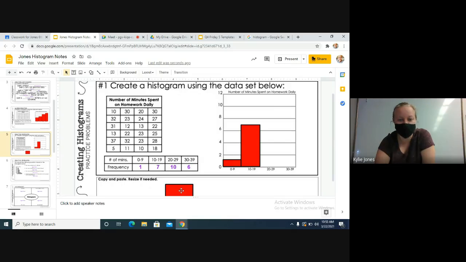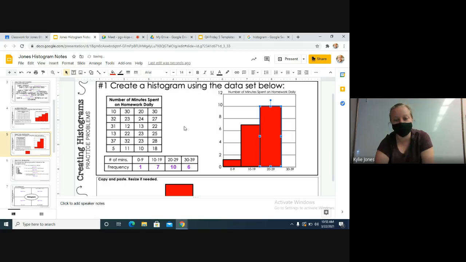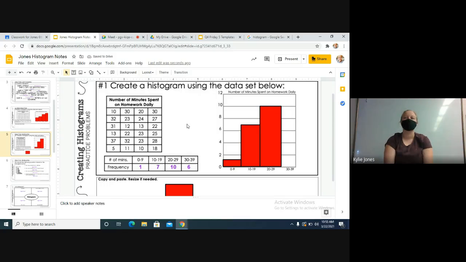What about 20 through 29? How many kids spend that much time on their homework? Not 6. 10. Yeah, you were just looking at the wrong one. There we go. So our bar needs to go up to 10. Why did it go up so high? Because there's 10 kids that spend that much time on their homework.